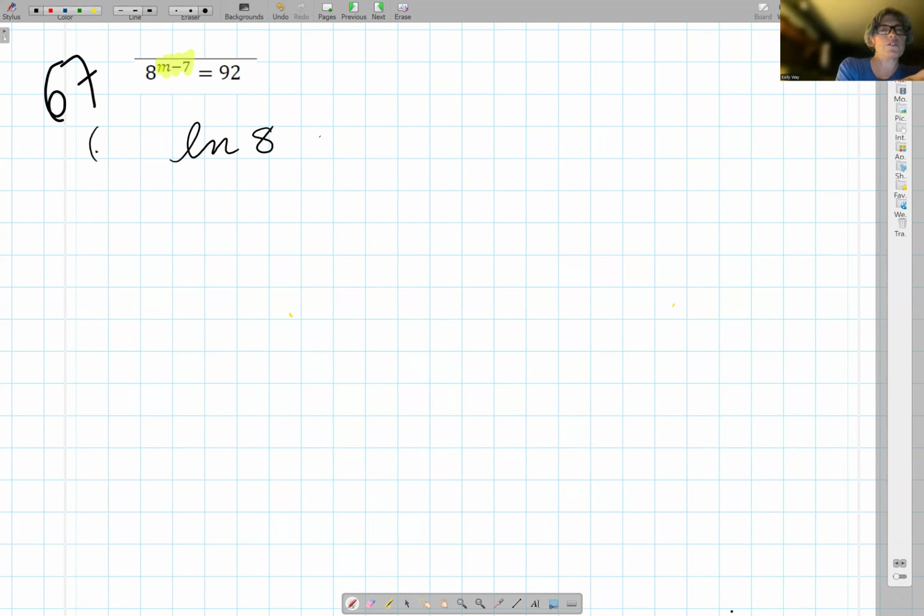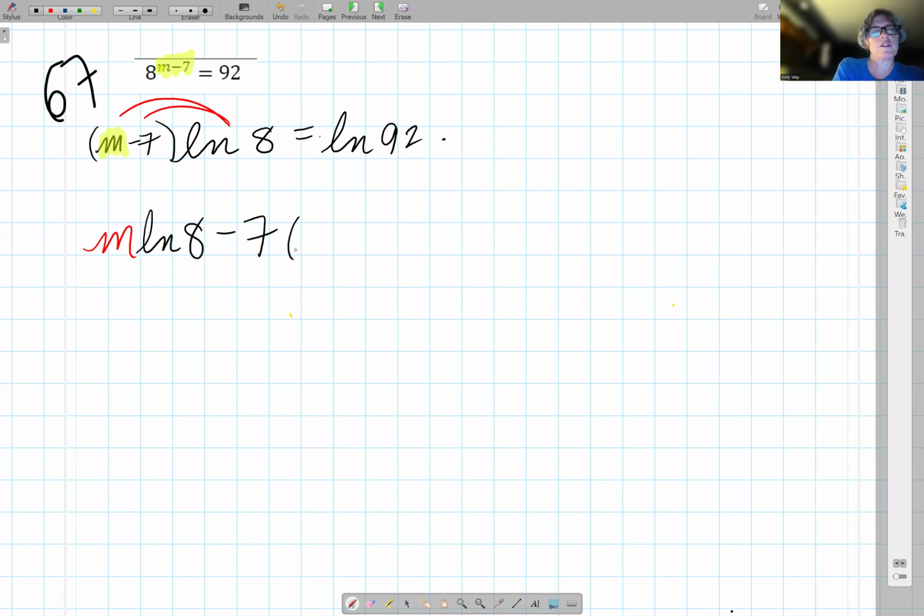And then that's going to force this m minus 7, because it's an exponent, to the outside here. And again, you ask yourself, what can you do? We're going to try to get m by itself. So we're just going to do the next obvious thing, which is I'm going to distribute this. So I'm going to have m times natural log 8 minus 7 times natural log 8 equals ln 92.